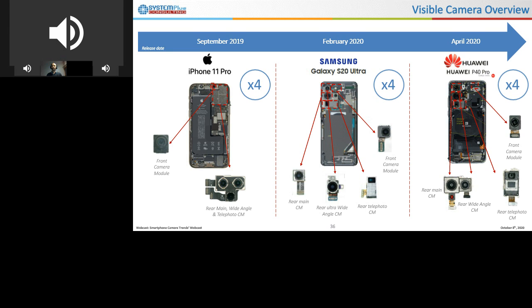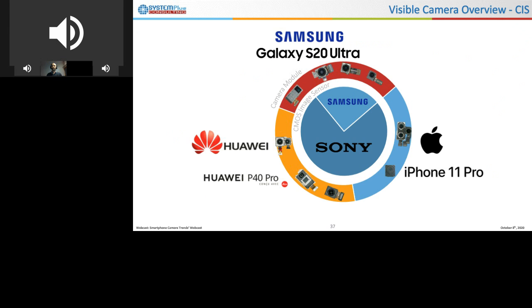We can see there are 4 visible cameras in each smartphone, 3 on the rear face and 1 on the front. On the rear face, there are 3 cameras with the same function: 1 main camera, 1 wide-angle camera, and the last one, a telephoto camera. We have opened each smartphone and their visible cameras.